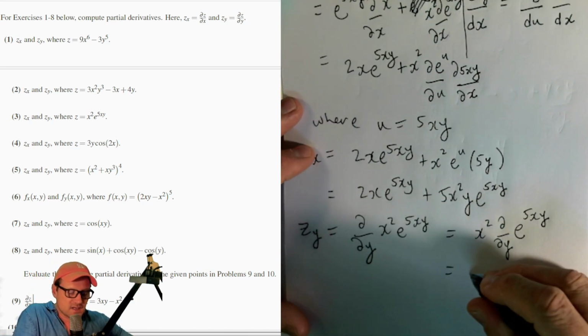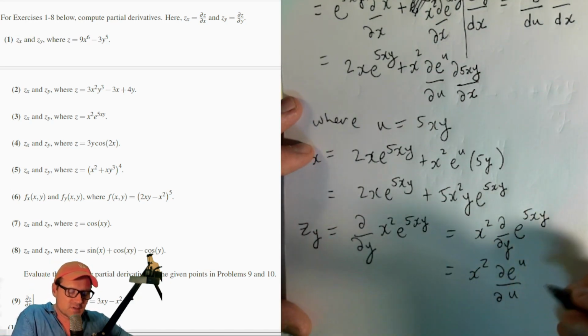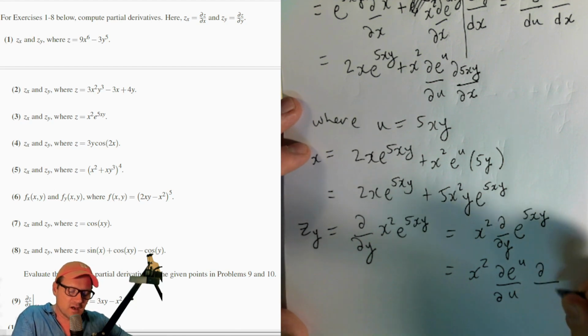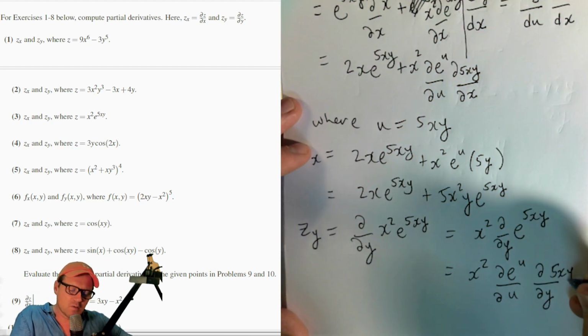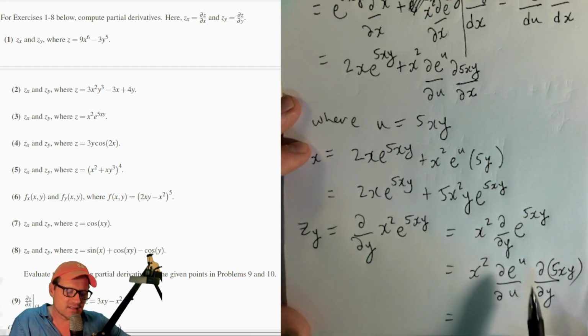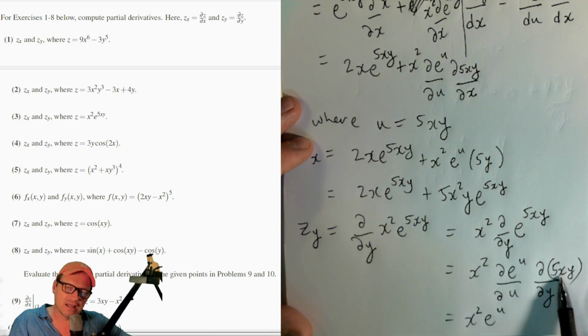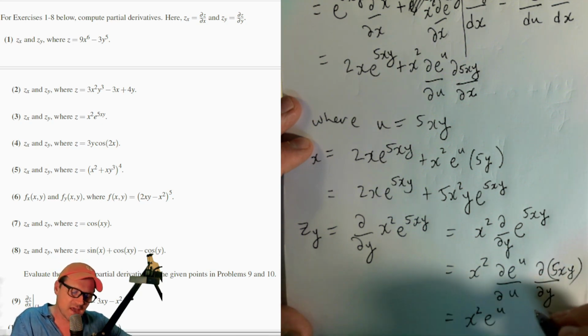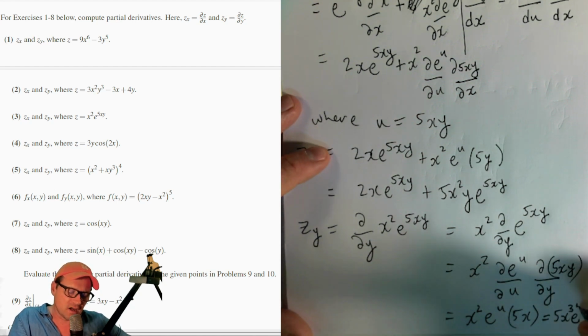All right, so this is x squared times the derivative of e to the u with respect to u times the derivative of u with respect to y. But u, in this case, again, we can use the same u, that's 5xy. Okay, simplifying this derivative is e to the u. This derivative here, we're treating x this time as a constant, so that is just 5x. Okay, and so we have 5x cubed e to the 5xy.